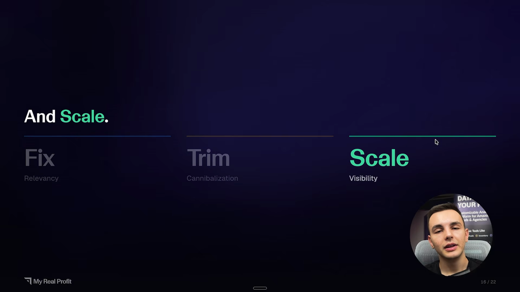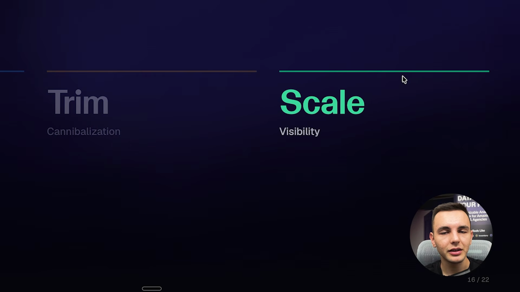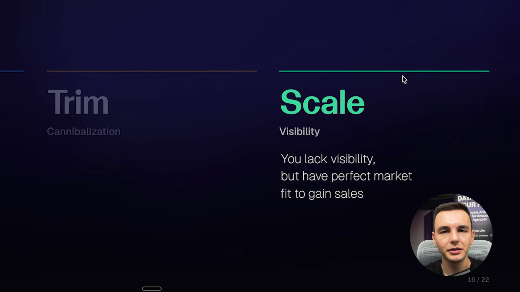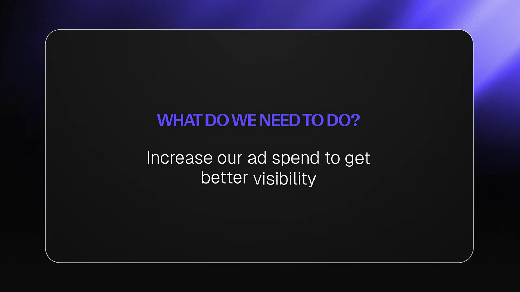But again, this is definitely going to help you cut some keywords. Let's talk about scale now. Scale is where you don't have visibility, but you have a perfect fit in terms of market, intent, and your product to gain sales. So what do we need to do? We need to increase our ad spend to get better visibility.